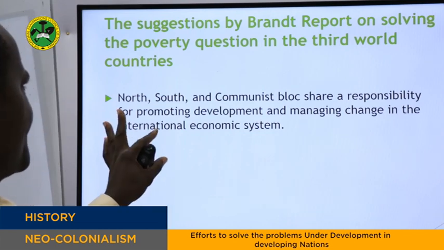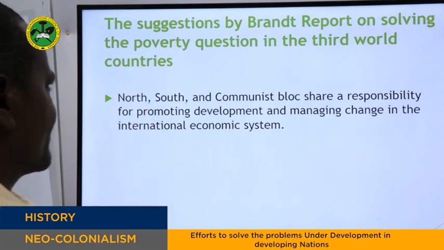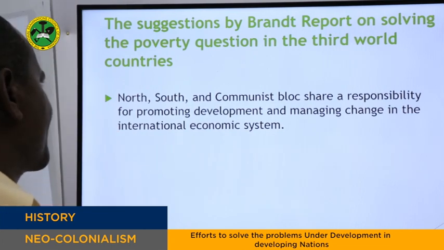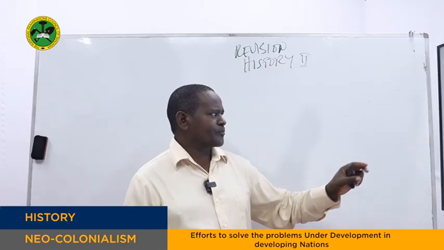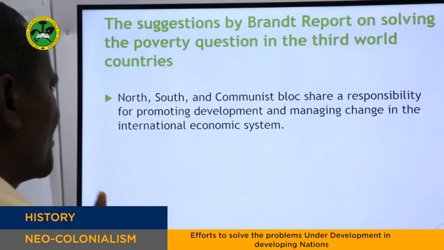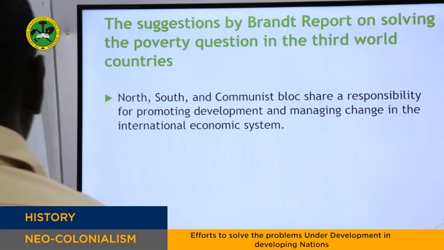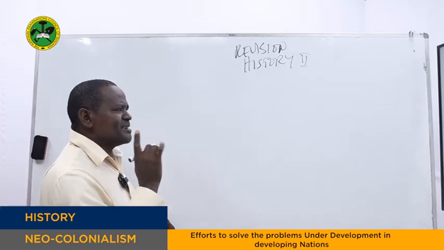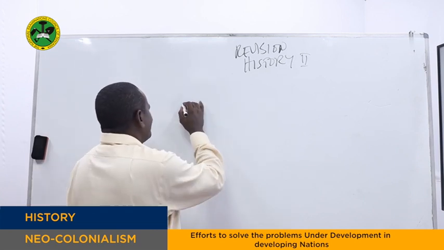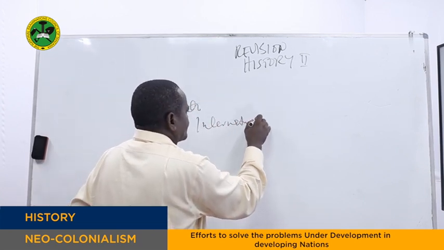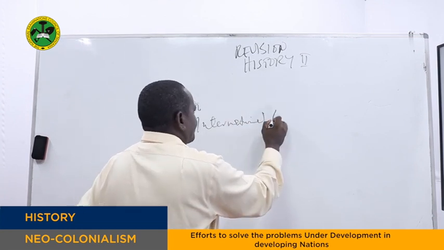We are proceeding with the suggestions given by Brandt's report on solving the poverty question in the third world countries. Now let's go to another point. Another suggestion was that North, South, and the communist bloc share responsibility for promoting development and managing change in the international economic system. Remember, we spoke about the international economic system.